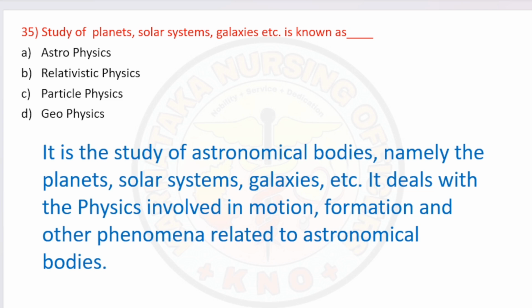So the last question: the study of planets, solar systems, galaxies, etc. is known as astrophysics. It is the study of astronomical bodies, namely the planets, solar system, galaxies, etc. It deals with the physics involved in the motion, formation and other phenomena related to astronomical bodies. So the correct answer is astrophysics.